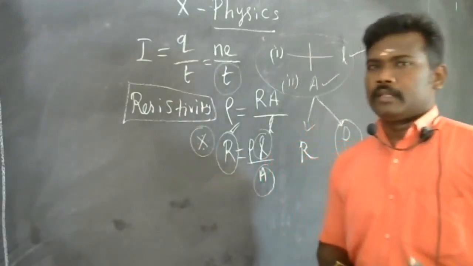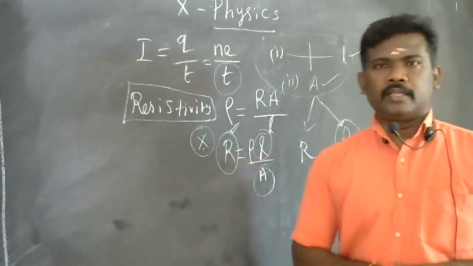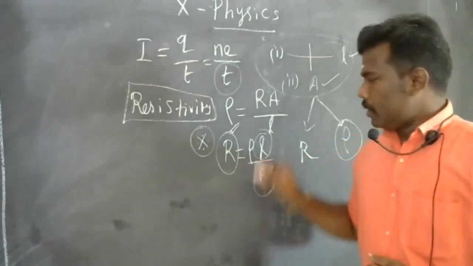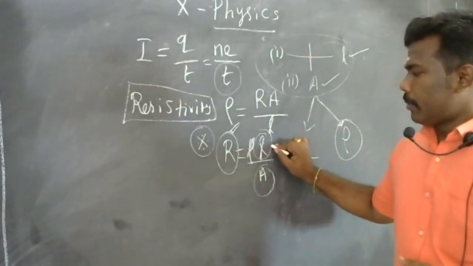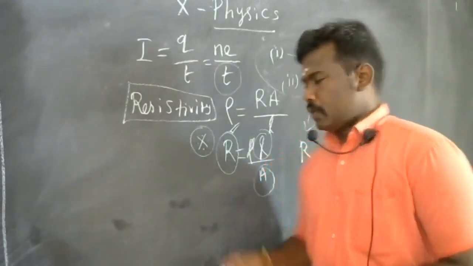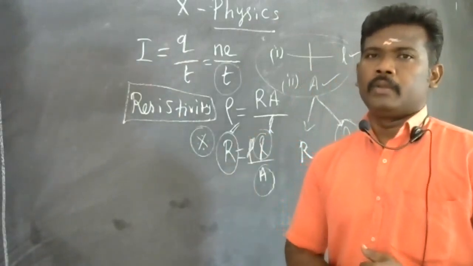And another one, as usual, you apply the formula. If you are increasing the length and changing the area of cross section, what will be the resistance value? You apply that concept into the formula. Rho is a constant. So R is directly proportional to L, and R is inversely proportional to the area of cross section. So for this case, you directly apply the given values into the formula.